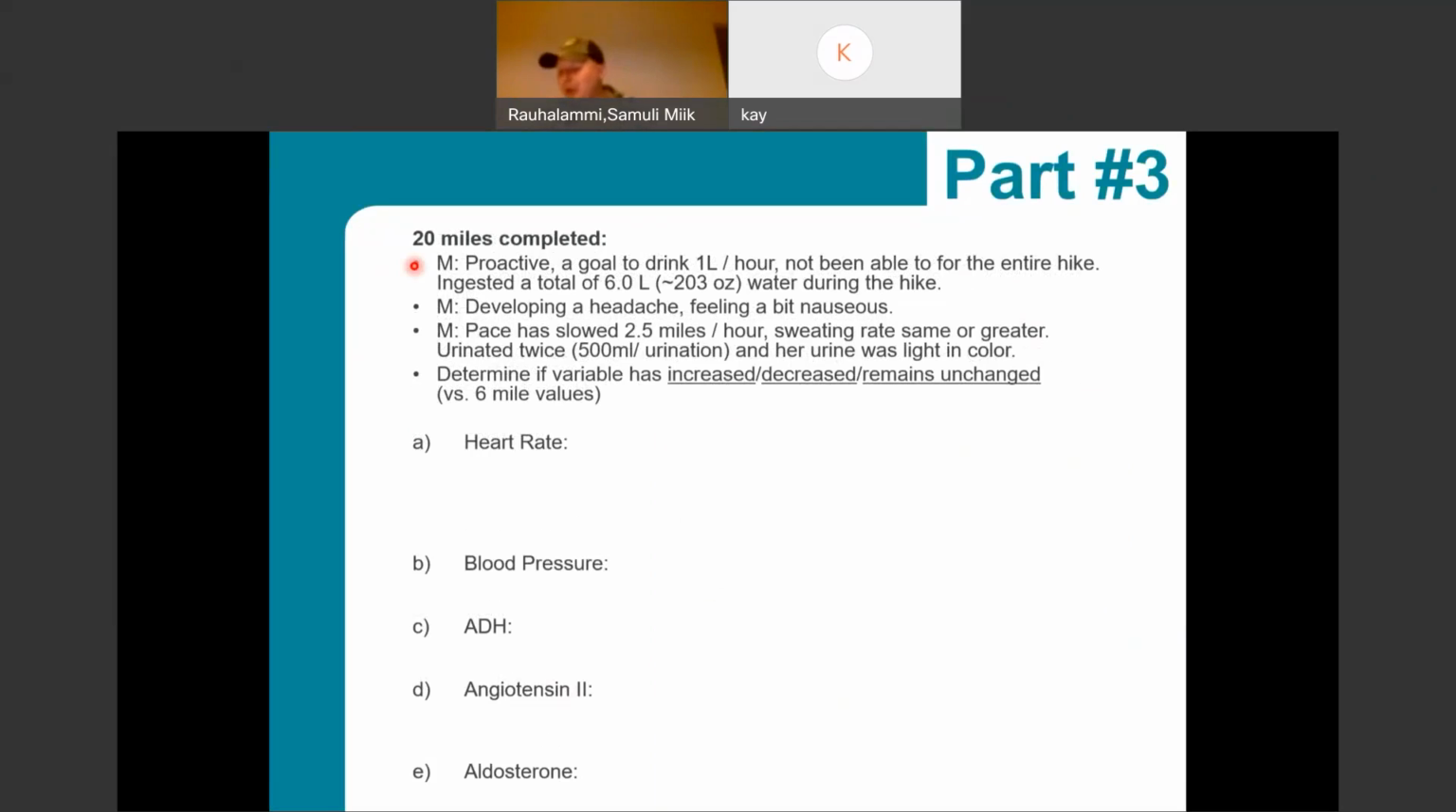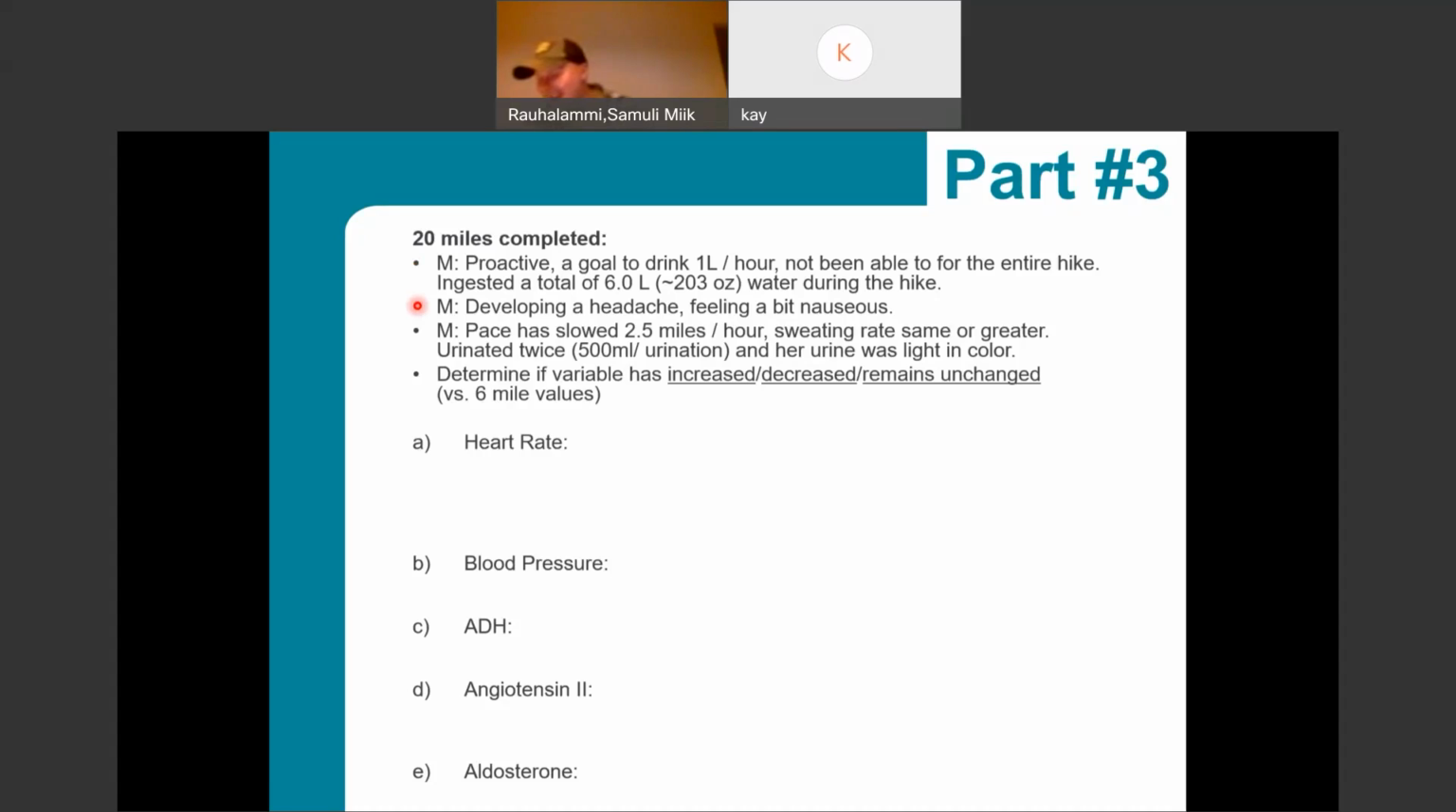She had a goal of drinking 1 liter of water every hour, which is a lot of water. And she hasn't been able to do quite that, but she has been drinking a lot. She has drunk in total about 6 liters of water in this short day hike. When she reaches this 20-mile point, now she has consumed so much more water than what she has lost that we're starting to see some signs and symptoms of water poisoning.